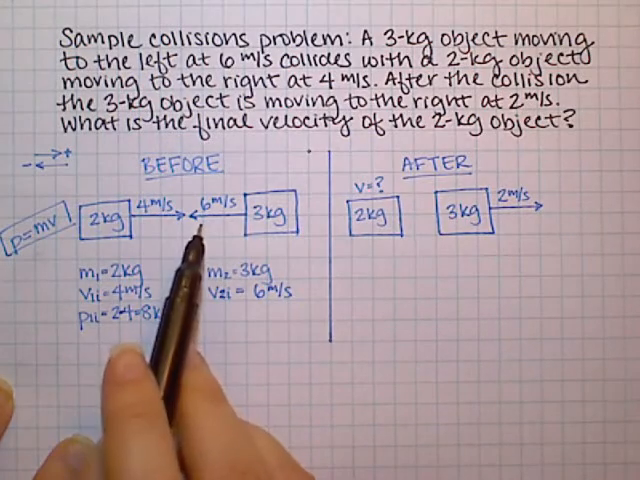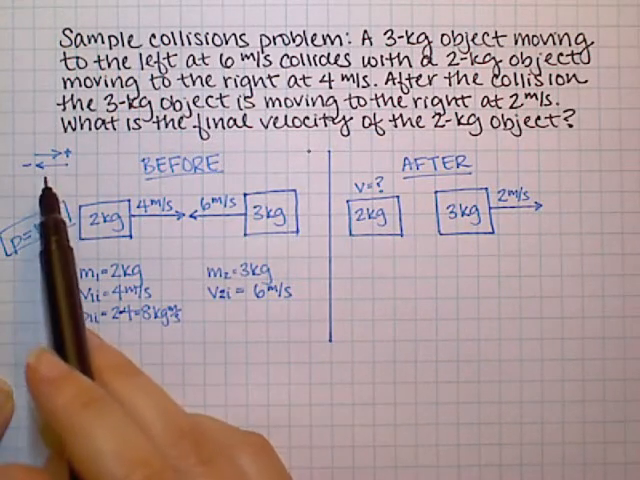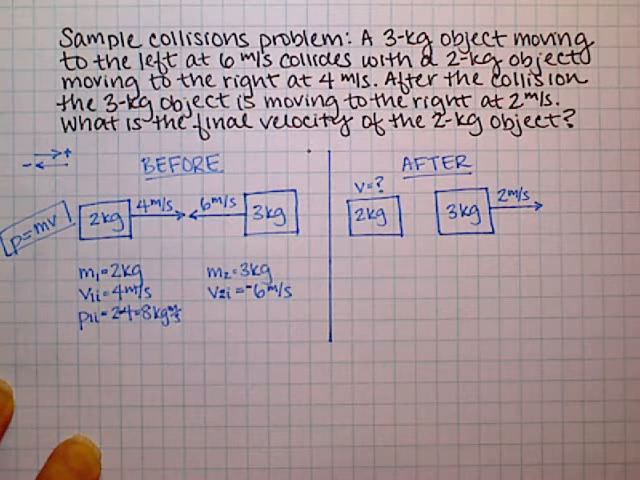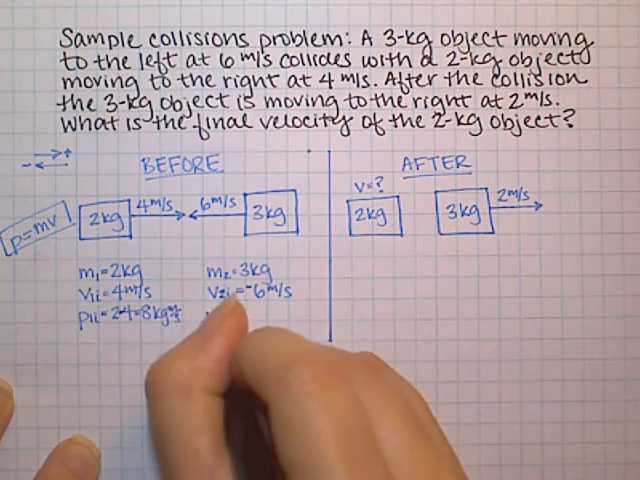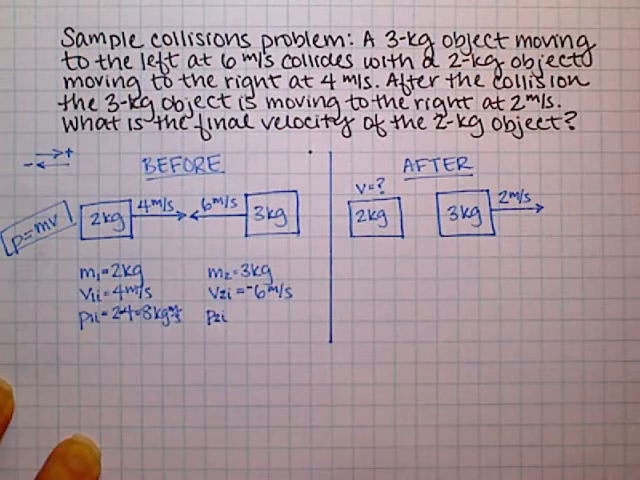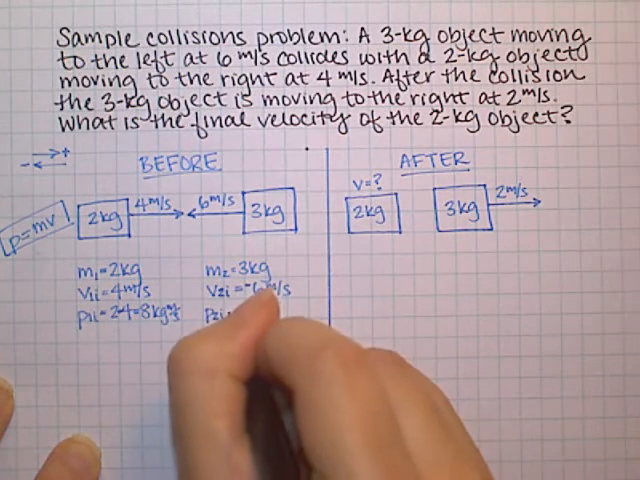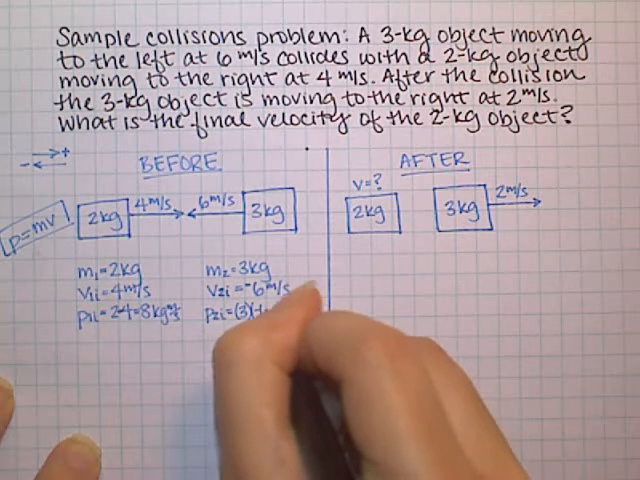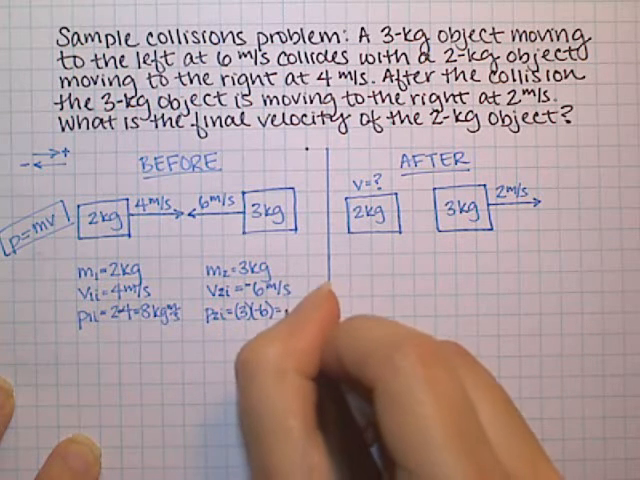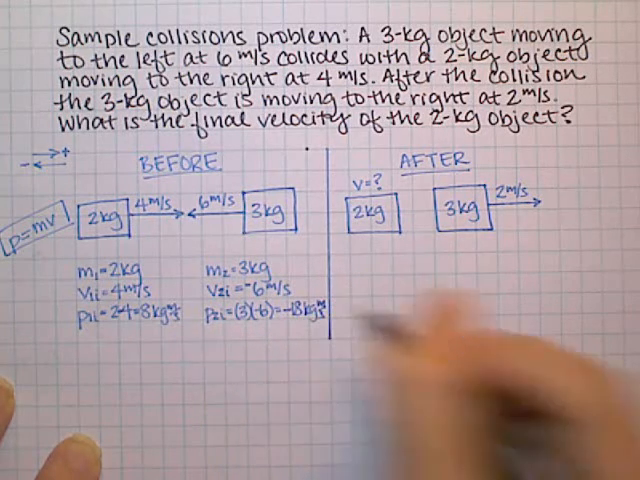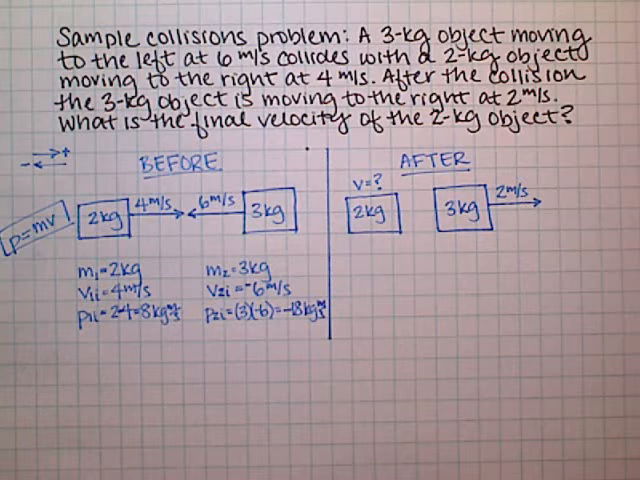I see that the 6 meters per second is going to the left, which I've defined as my negative direction, so I'm going to go ahead and label that negative 6 meters per second. All right, so then I'll do the same thing. I will calculate the initial momentum of my second object here by multiplying those two together. So that's going to be 3 times negative 6, which is going to be negative 18 kilogram meters per second of momentum for my second object.